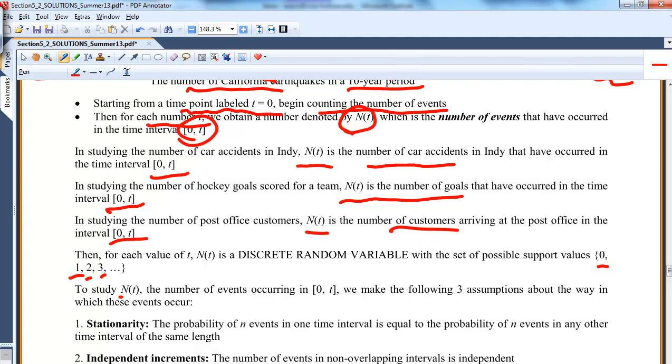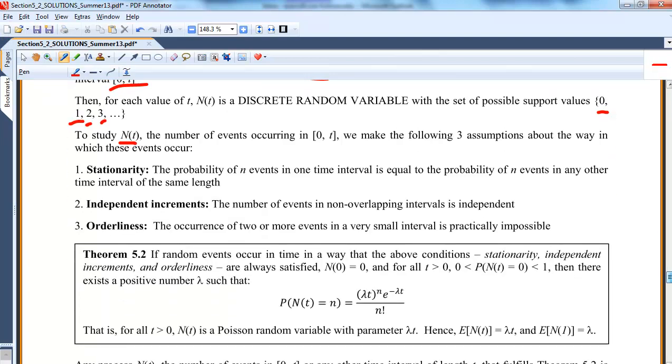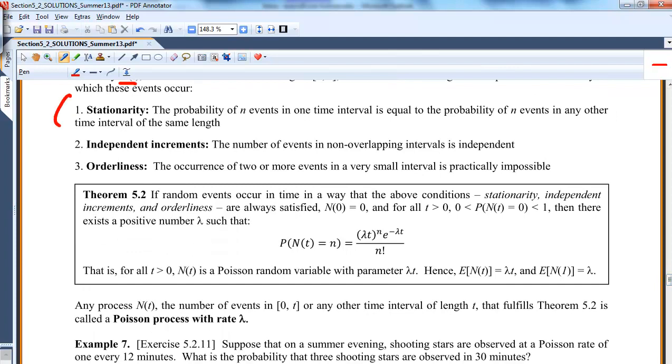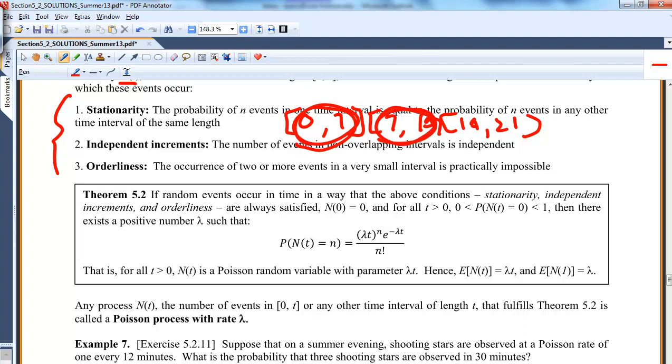There are three properties of N of t that make it a Poisson process. You're a Poisson process if you follow these three principles. First, stationarity. That just means if you look at every set of intervals that are the same length, like accidents per week, 0 to 7 days, the next 7 to 14 days, the next 14 to 21 days, the probability of so many events occurring in this interval is the same as the number of events occurring in this one. It doesn't change from interval to interval.